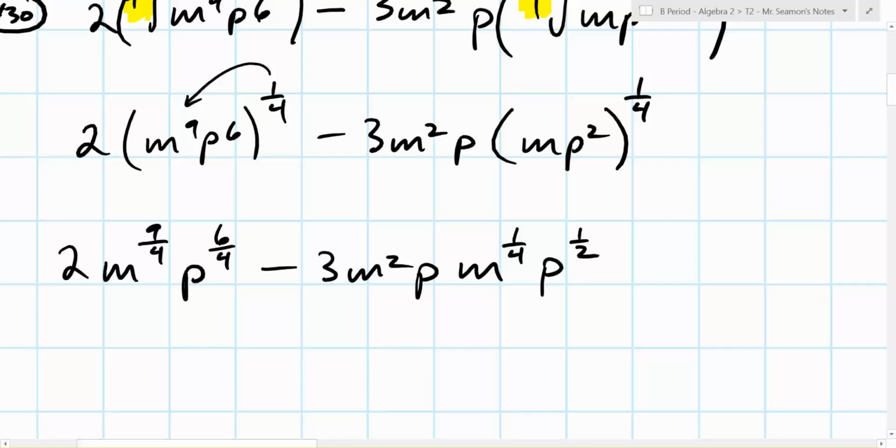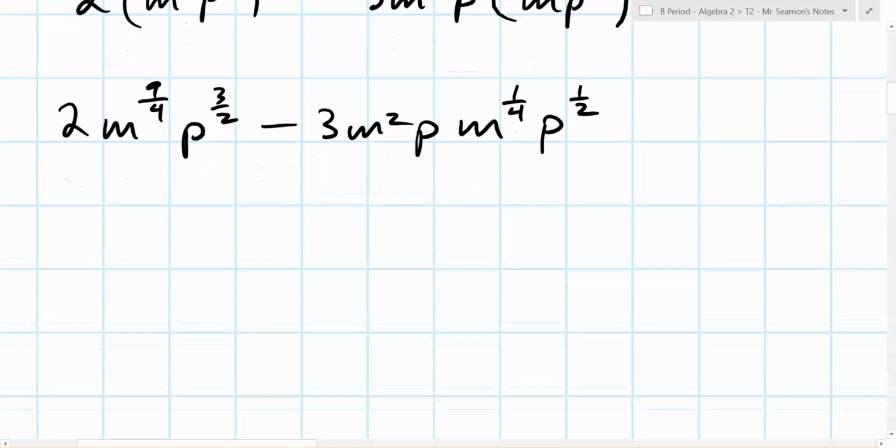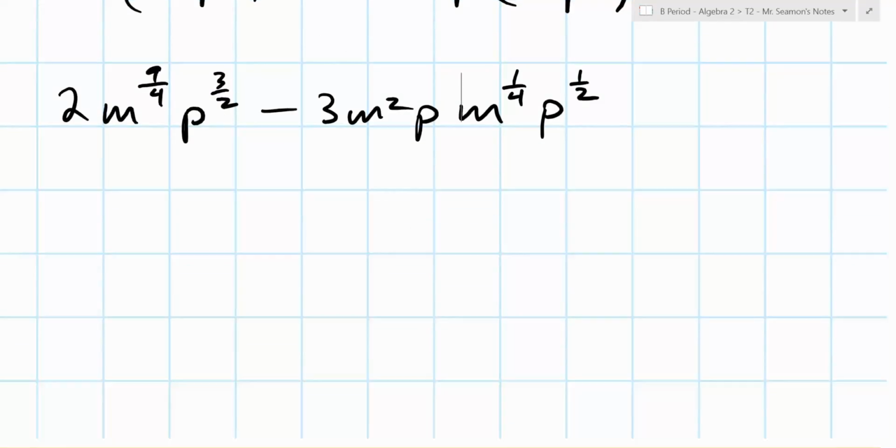So if that's 1/2, what can I change this into right here? 3/2. Okay, so now we're just in purely exponential form. You might have done a different path, but this is what I would do. So now you look at this and say, hey, is there anything we can combine over on the right, on the term on the right, is there anything we can combine over here?